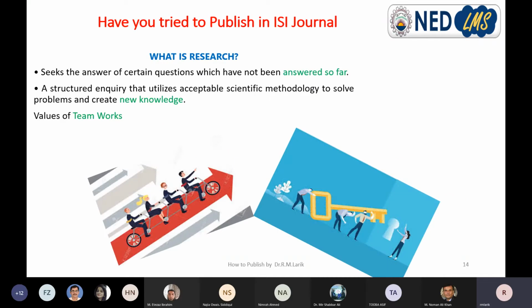So have you tried publishing in ISI journals? It's not difficult. Teamwork is very important. The bicycle riders, they are four, but when they keep riding, they can race down the slope very easily, right? Similarly, the team is working to fix the key in the lock. So it is teamwork actually. When you work in a team, different ideas will come to your mind, and teamwork helps you a lot, to find the potential gaps in the research, the current trends, and to publish in ISI journals.